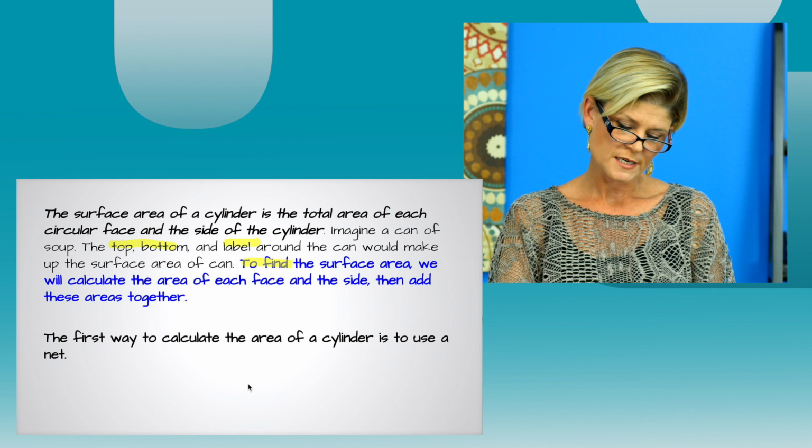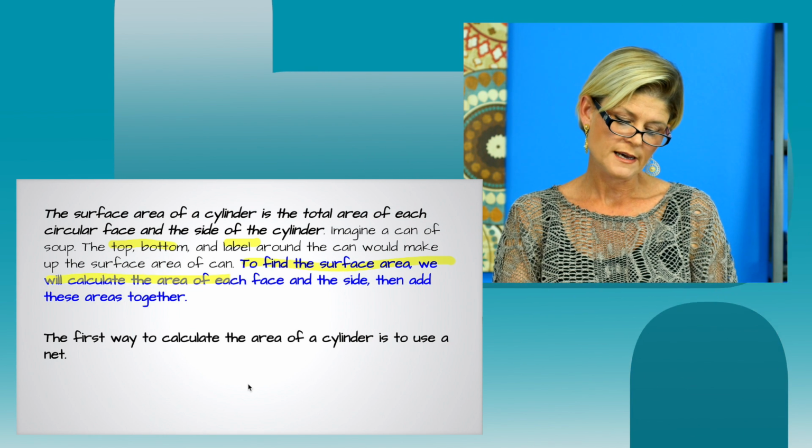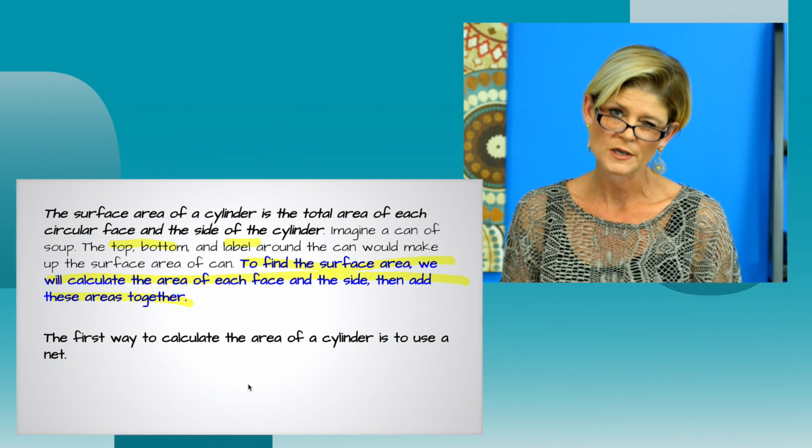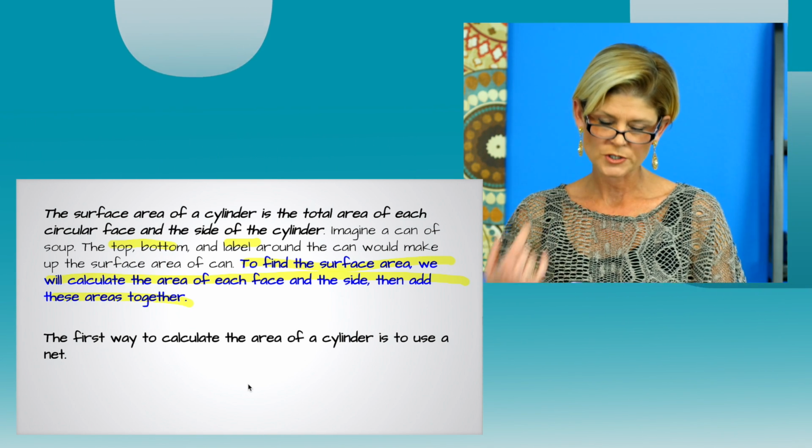Now, this is important to write down. To find the surface area, we're going to calculate the area of each face and the side and then add these areas together like we did in our last lesson. It's a little bit trickier with cylinders.